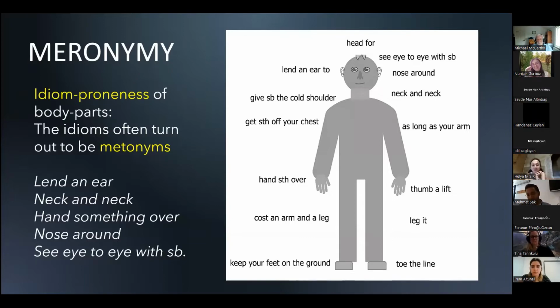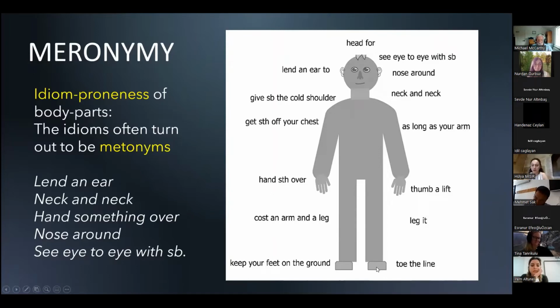You can put your thumb out on the road and thumb a lift from somebody. You can run away from something. If you're in a restaurant and you don't want to pay for your meal, you can leg it and hope that the waiter doesn't catch you. And you can obey all the rules and regulations and toe the line.